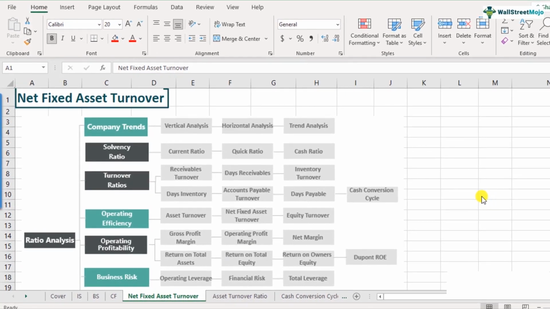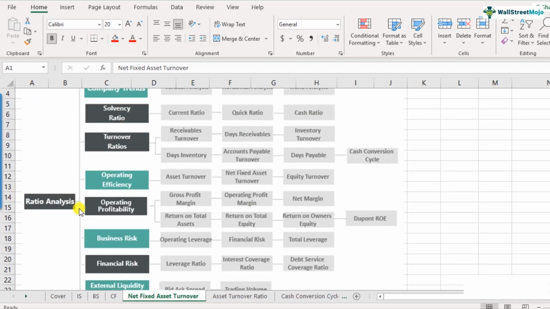What is net fixed asset turnover ratio? Net fixed asset turnover ratio is actually a part of the ratio analysis framework, and it comes under the operating efficiency category. In our last video, we discussed asset turnover ratios. And if you look at the net fixed asset turnover ratio, there's only a slight difference. This is the net fixed included here, right?